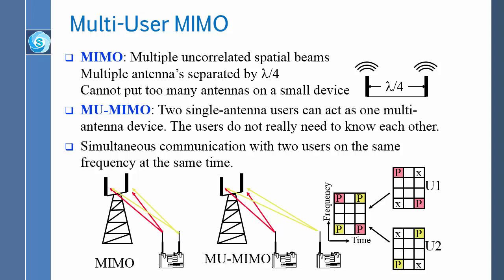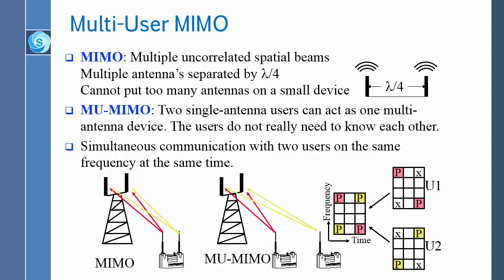Basically, if you remember in OFDM, we had frequency and time. On one axis is frequency, on the other axis time. And we gave a user a particular square. Not a square, a rectangle, it doesn't have to be a square, with some frequency and some time. In that rectangle, there are some pilots, and those pilots are used for channel estimation to find out how good the channel is.